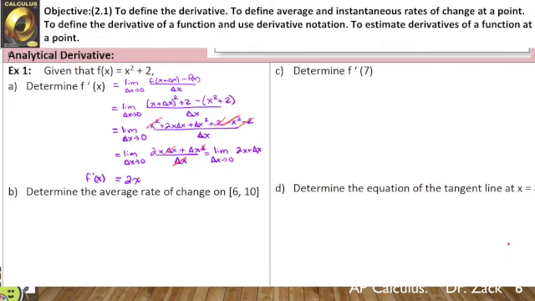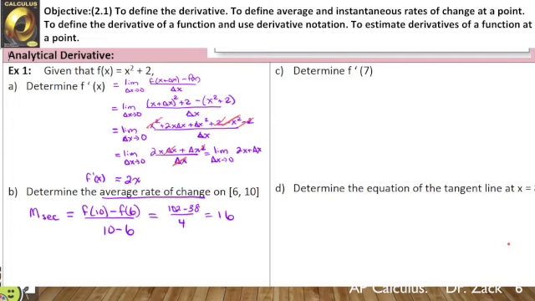The next question changes the problem, looking for average rate of change. So average rate of change brings me back to the slope of the secant line. And the slope of the secant line is f at 10 minus f at 6 over 10 minus 6. So we can combine some of the questions that we were working on before to complete these problems. And we get 102 minus 38 over 4, which reduces to 16. So the slope of the secant line is 16.